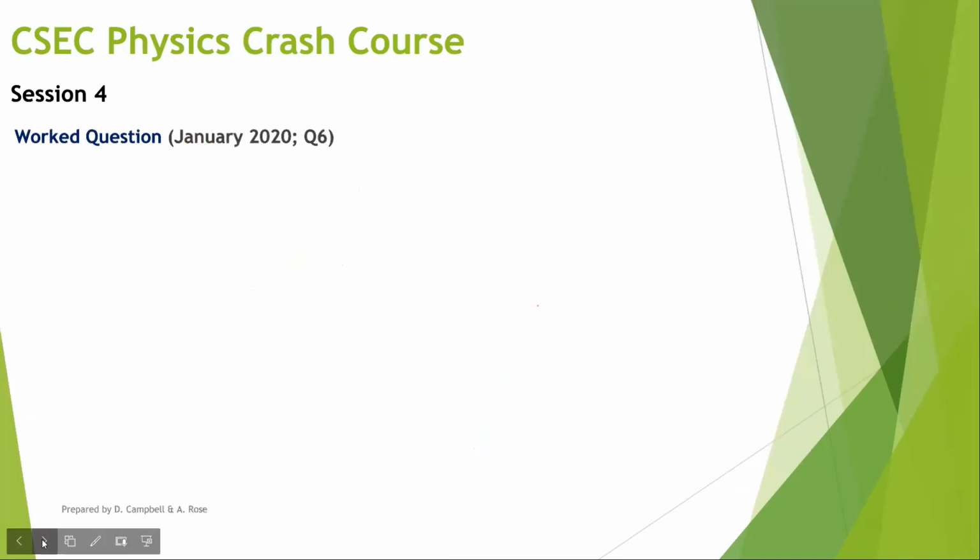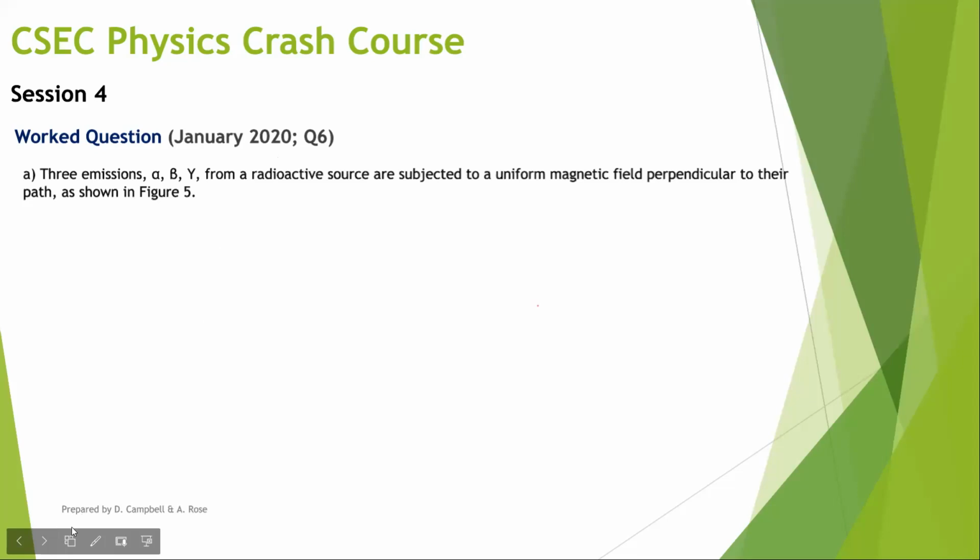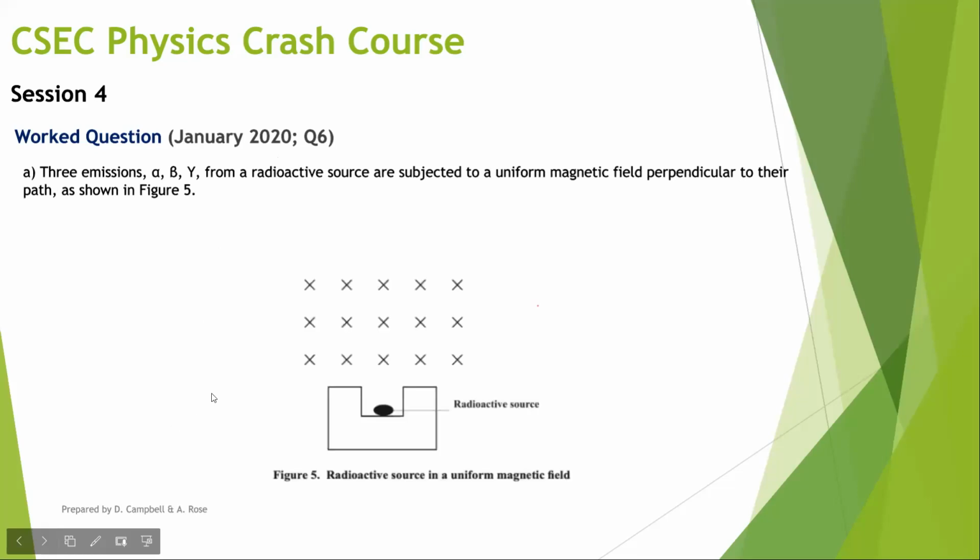All right, so we'll go now to a past paper question. It's January 2020, that's just last year. Question 6. We are told that there are 3 emissions, alpha, beta, and gamma, from a radioactive source. They are subjected to a uniform magnetic field perpendicular to their path as shown in the figure. So here we have figure 5.